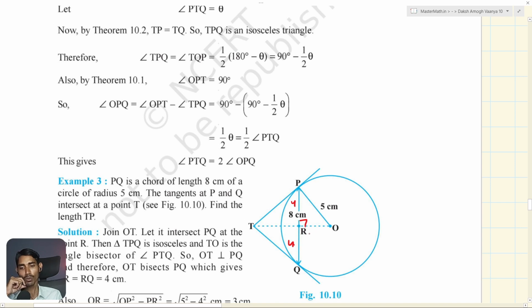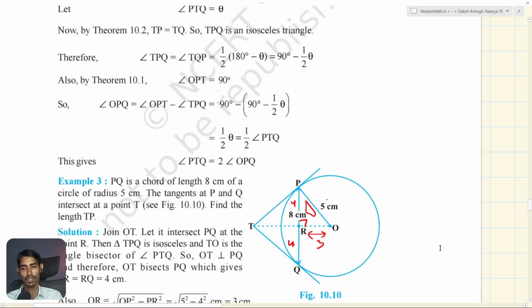Now, can we find the RO length? Who can find the RO length? Yes, Daksh, how to find? Yes, sir, by Pythagoras theorem. Okay. So in triangle PRO, this is 4, this is 5. This would be 3. Easy.